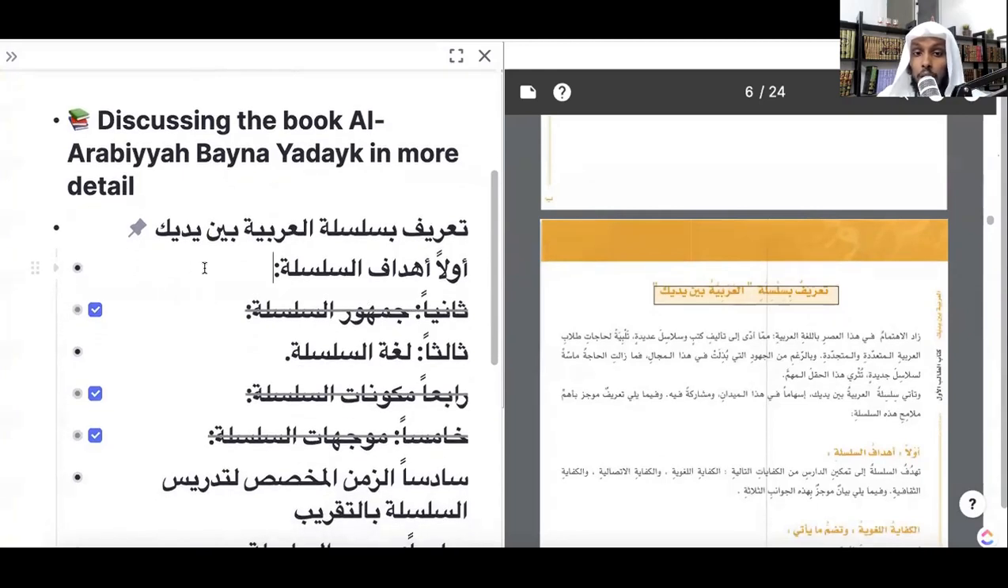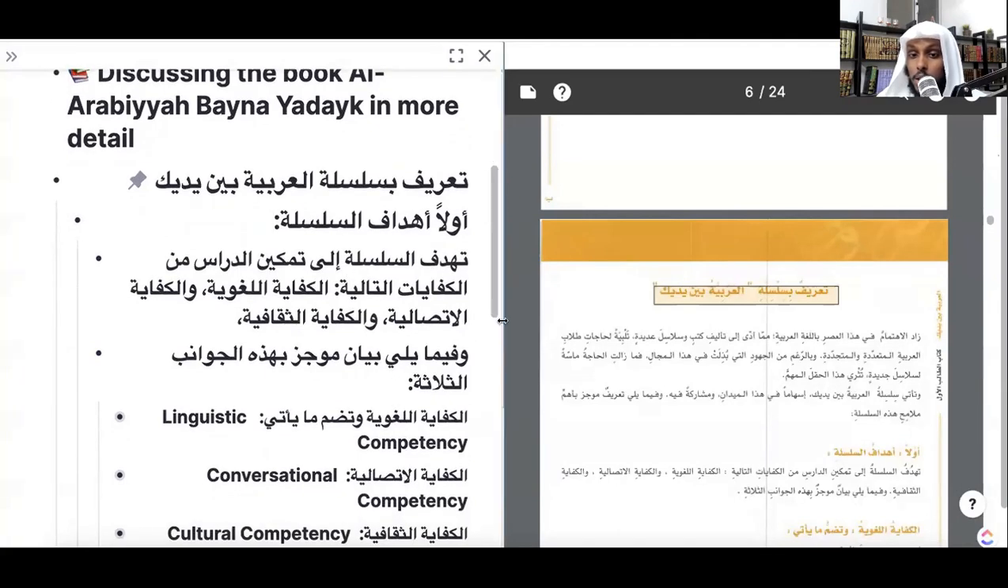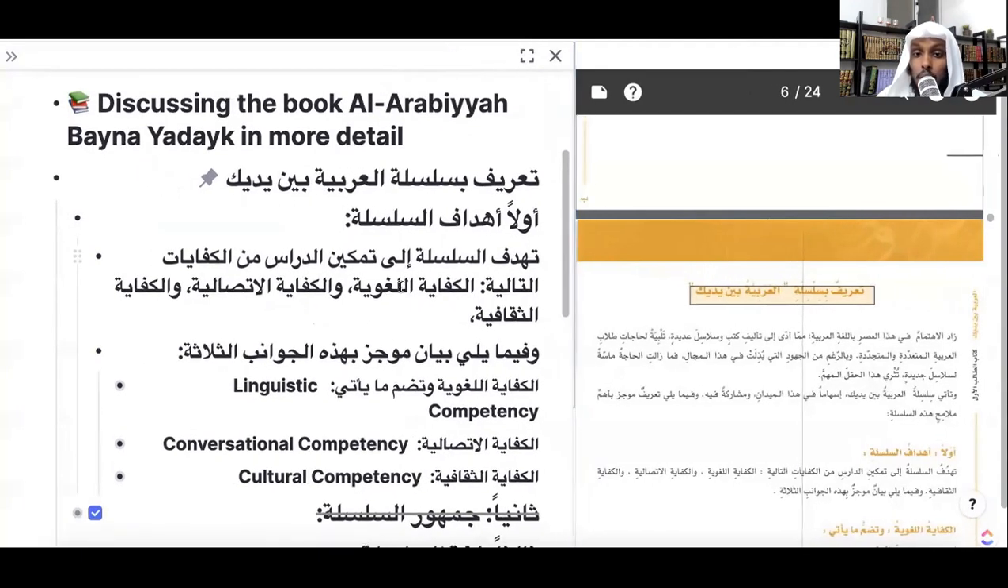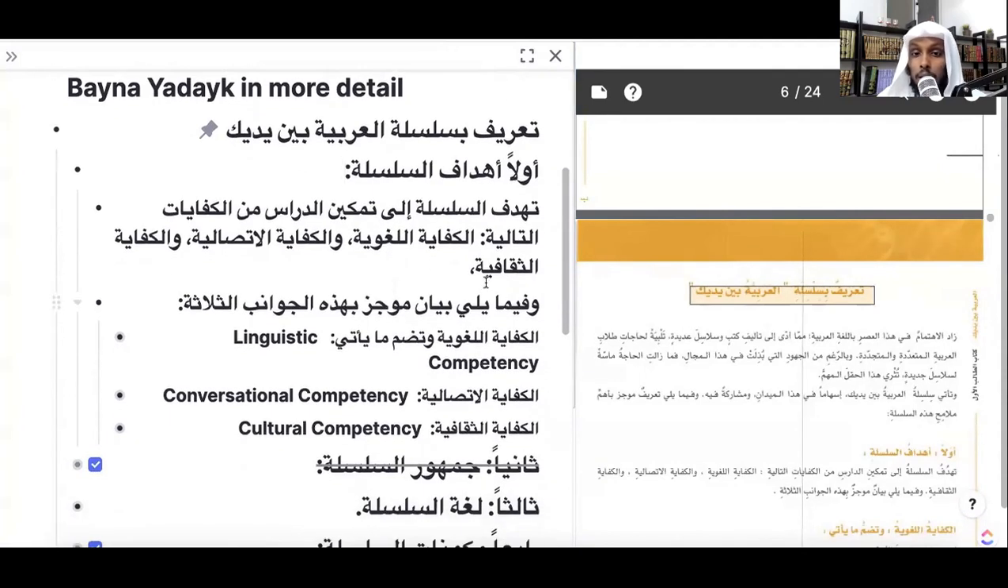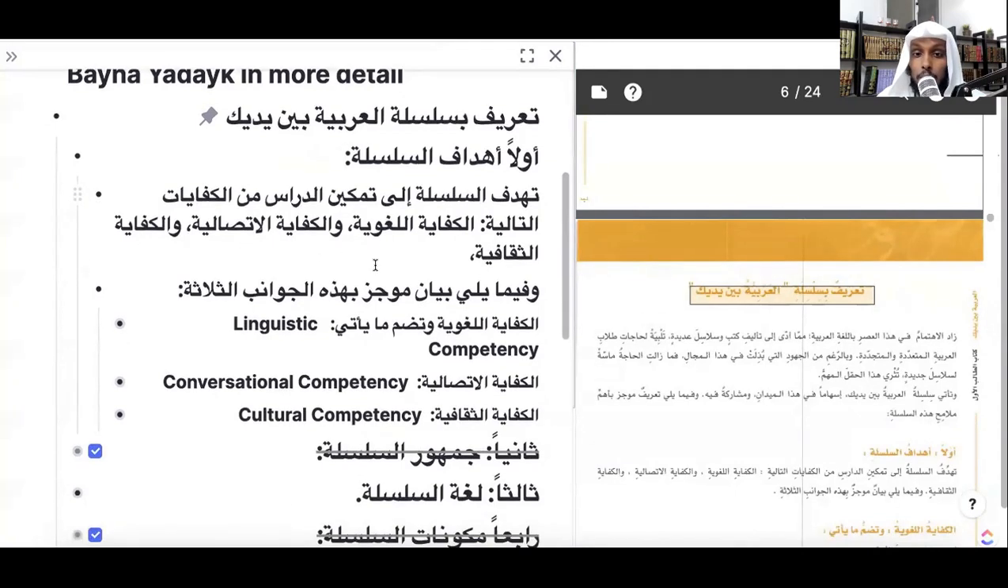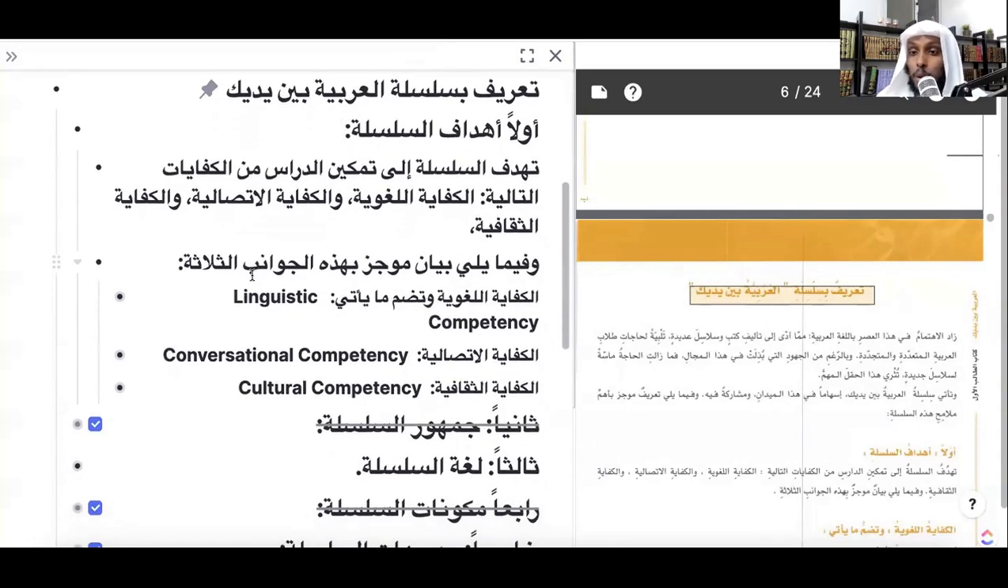The first thing they mention are أهداف السلسلة. What are the objectives of this particular series? They say تهدف السلسلة إلى تمكين الدارس من الكفايات التالية: الكفاية اللغوية والكفاية الاتصالية والكفاية الثقافية. So what they mention is that the objective of this course is to give the student 3 competencies. Okay, and these are important for you to know.